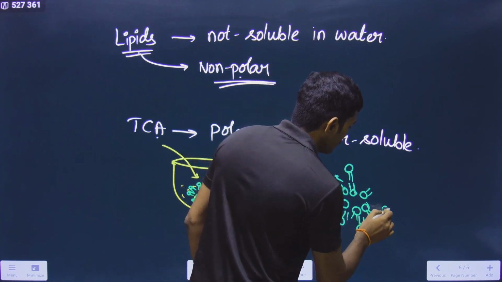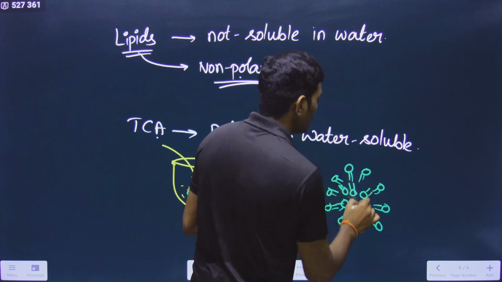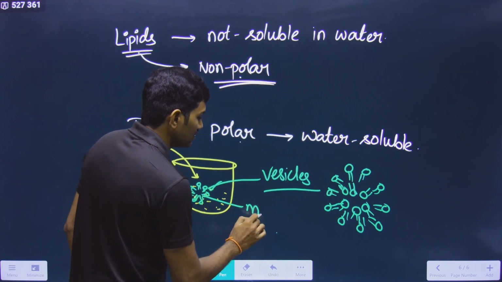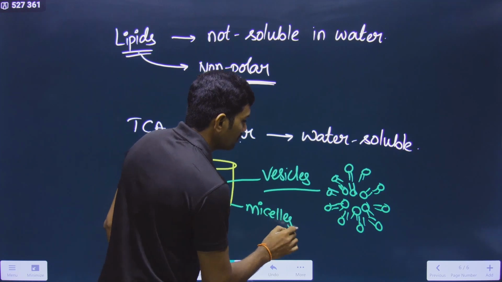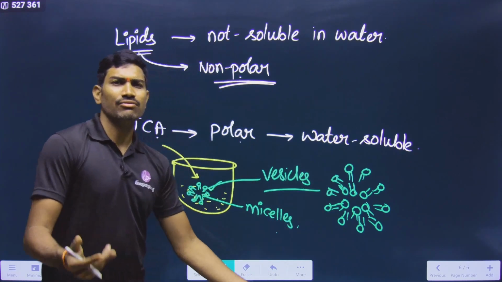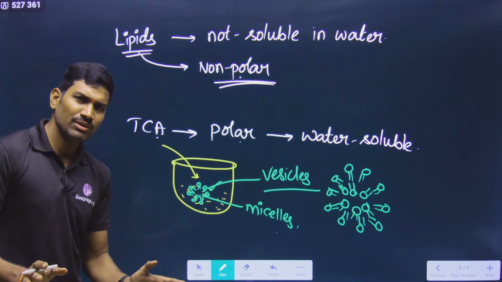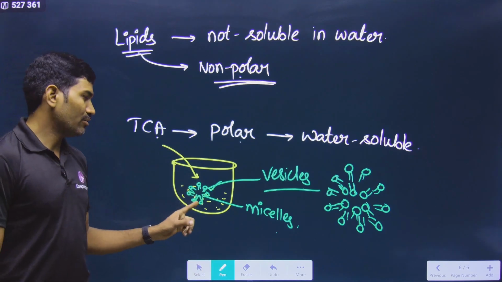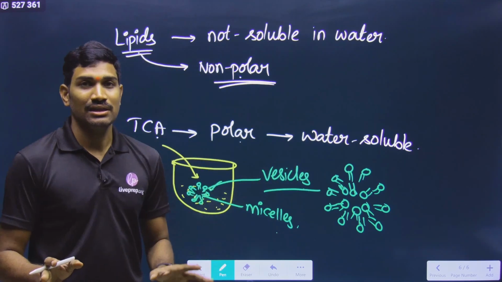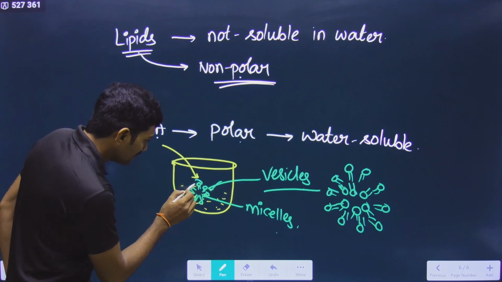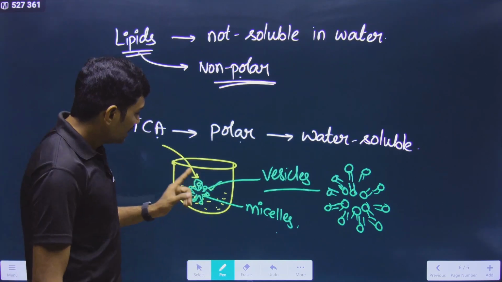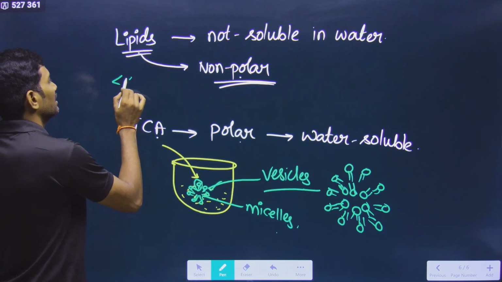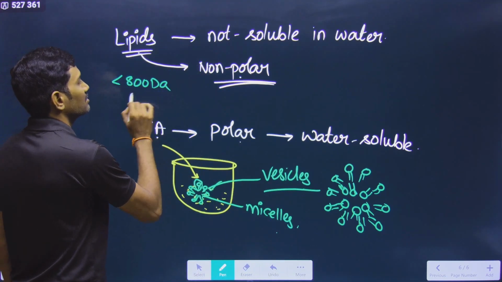Okay, so if they are forming the unilayer, generally we use a word called micelles. Unilayer micelles, bilayer vesicles. Any of these words, and these words are interchangeable, so you can use them randomly also, no problem. So in this way they may form unilayer or bilayer, whatever it is. If you see an individual lipid, this is one lipid. Its size is less than 800 Daltons.